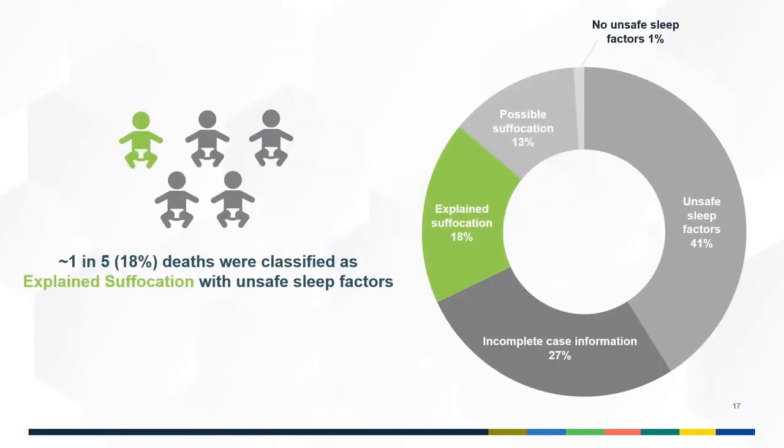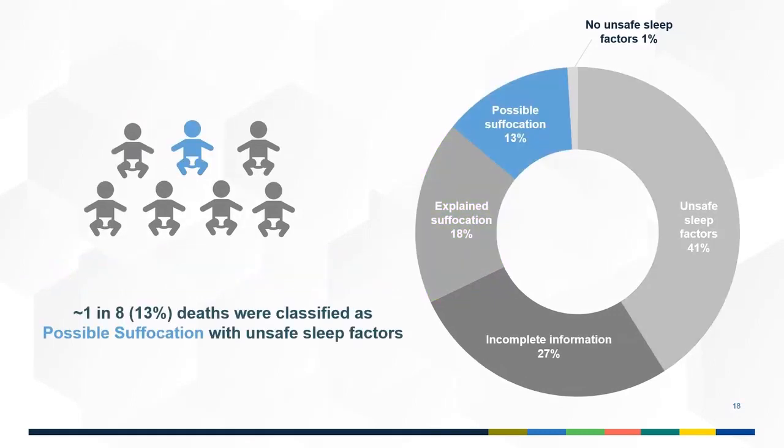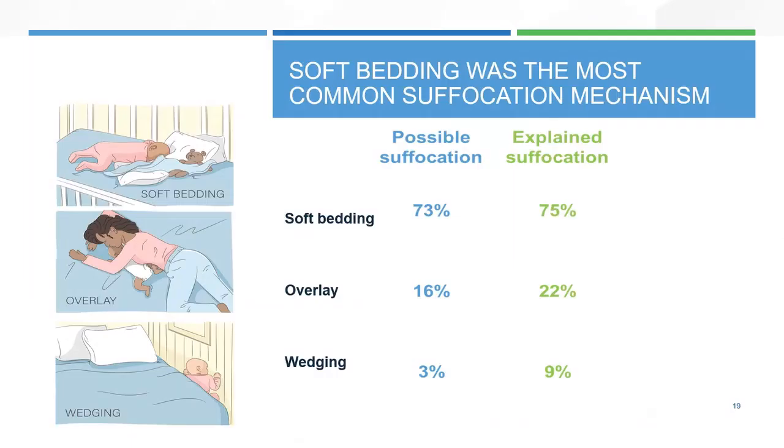Thus, the cause of death remains unexplained. Less than 1 in 5, so 18% of SUID were explained as suffocation deaths. Although these explained deaths constitute a small proportion of SUID, these deaths are nearly always preventable. And about 1 in 8 were classified as possible suffocation. And these deaths may also largely be preventable. Among the explained and possible suffocations, the majority, so about 3/4, were attributed to soft bedding having occluded the infant's airway.